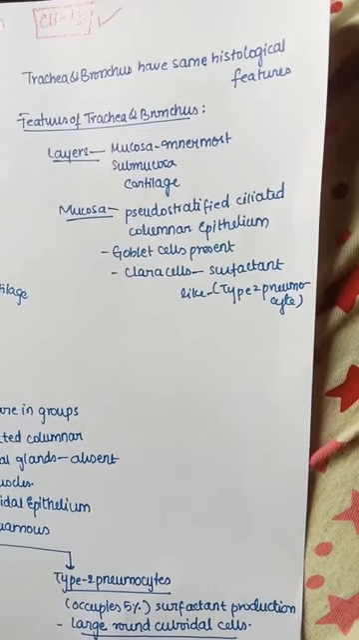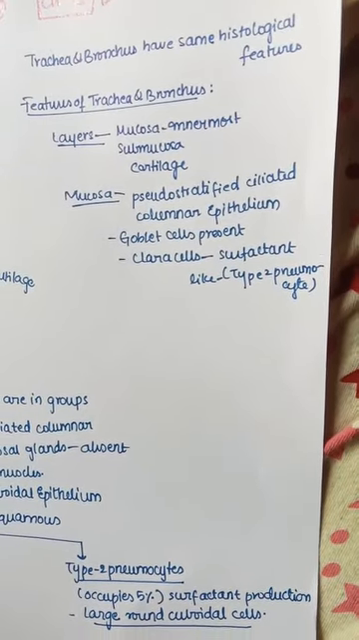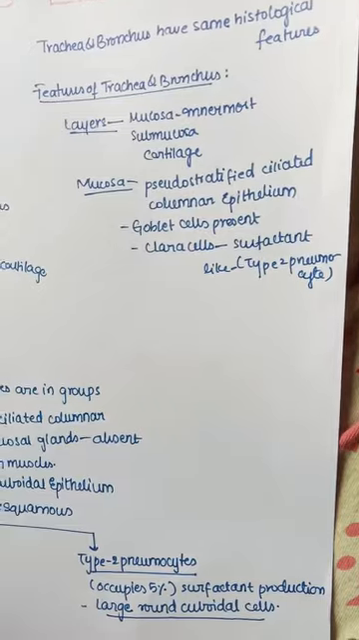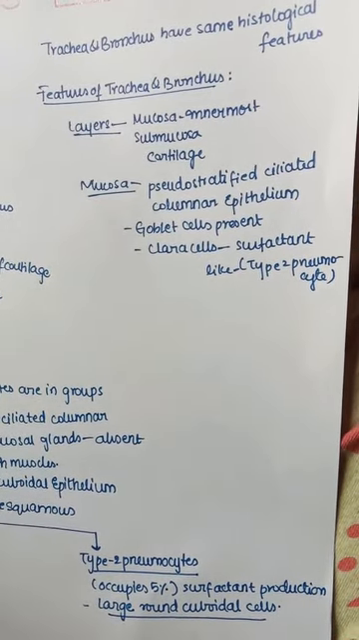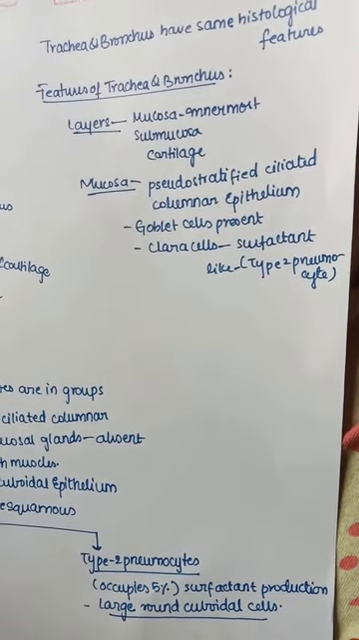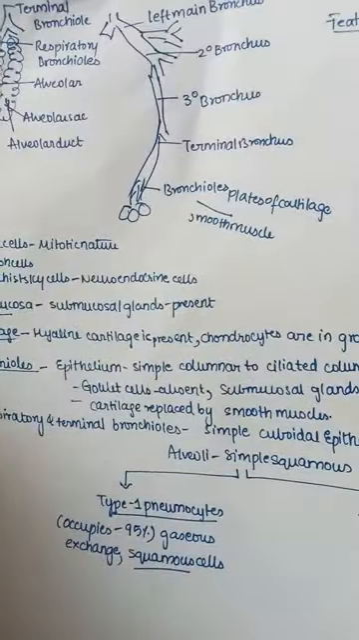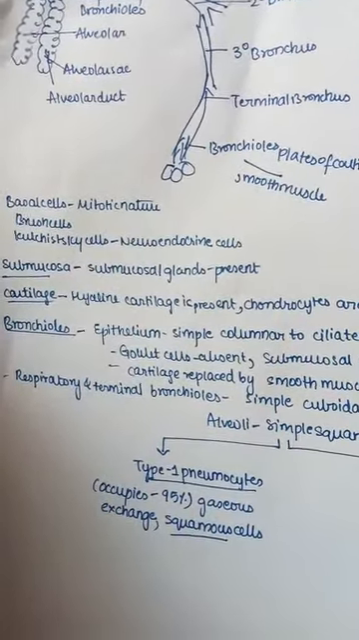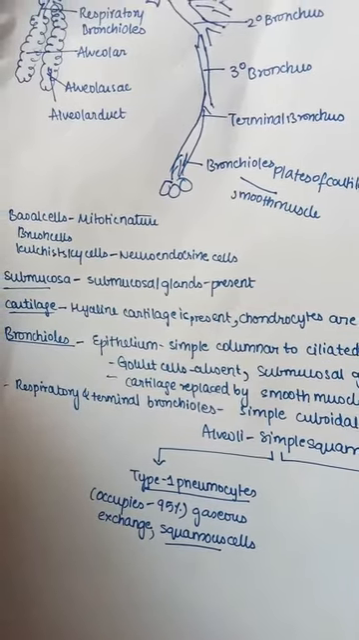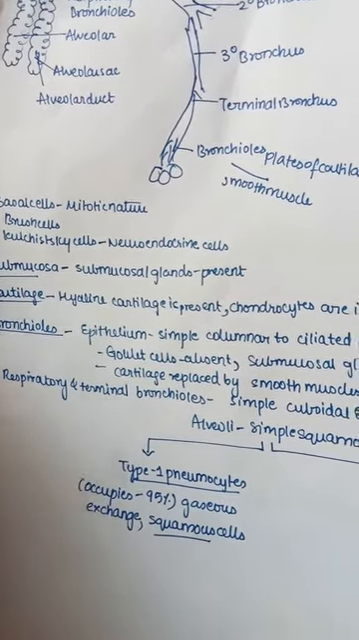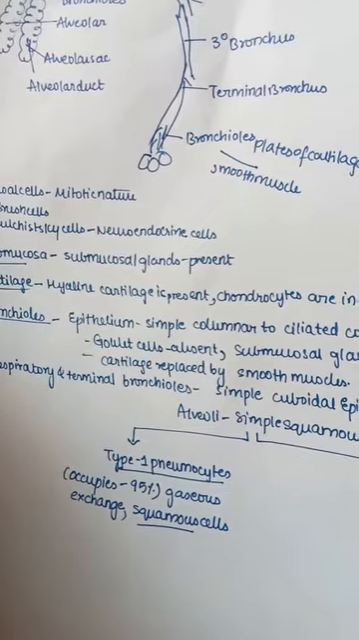The mucosa is mainly lined by pseudostratified ciliated columnar epithelium, same as our trachea. We can see goblet cells, and Clara cells are present, which mainly produce surfactants like the type 2 pneumocyte. The basal cells are mitotic in nature, and the brush cells and Kulchitsky cells are present, which are neuroendocrine cells. And next, coming to the submucosa.